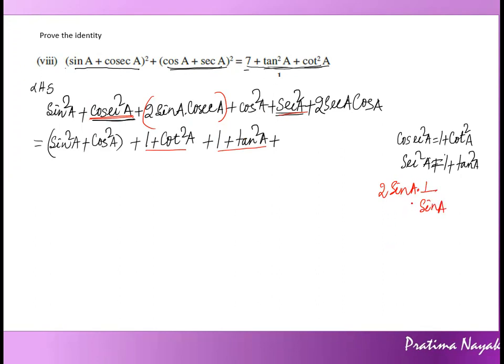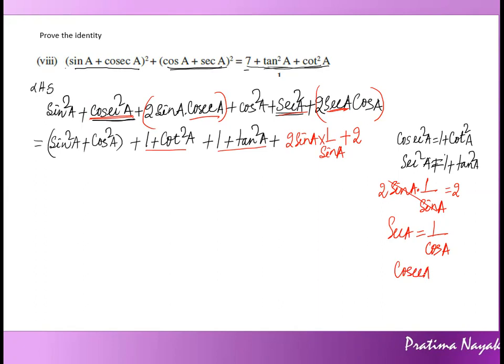Some formula you have to remember. 2 sine A into cosec A, I'll write cosec A is equal to 1 by sine A. These 2 will be cancelled, I'll get 2. So I'll write 2 into sine A multiplies 1 by sine A. In the same way, the last term, how much will it be? It will be 2 into sec A, I'll write sec A as 1 by cos A.